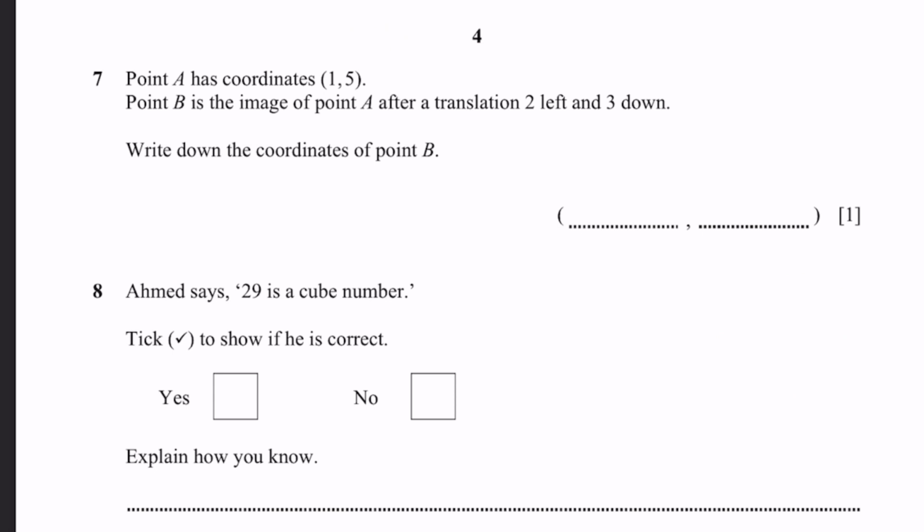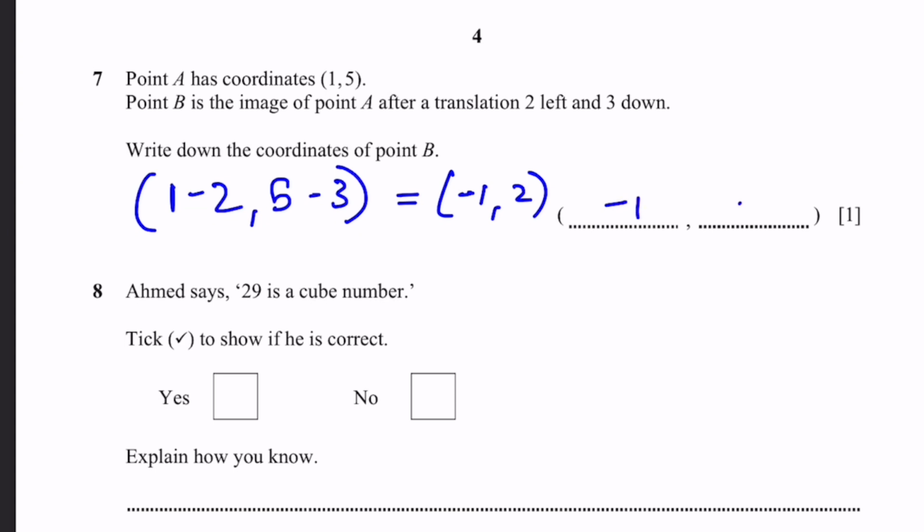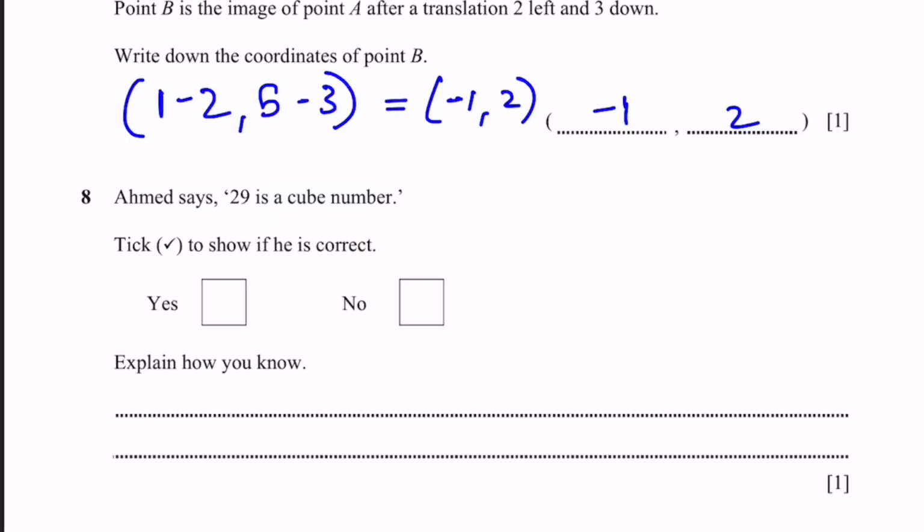Question 7. Point A has coordinates 1, 5, and point B is the image of point A after translation 2 left and 3 down. Coordinates of point B, just write that down. So we just do 1 minus 2 because 2 left, comma 5 minus 3 because 3 down. We get minus 1, 2. That's the answer.